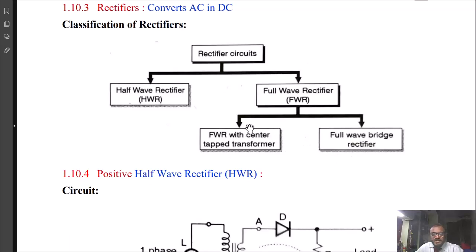The full wave center tap rectifier consists of a center tap transformer, whereas the bridge rectifier uses a transformer with a single winding. The most popular and commonly used rectifier in electronic circuits is the full wave bridge rectifier.